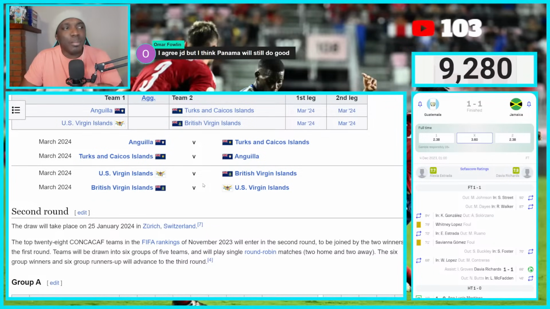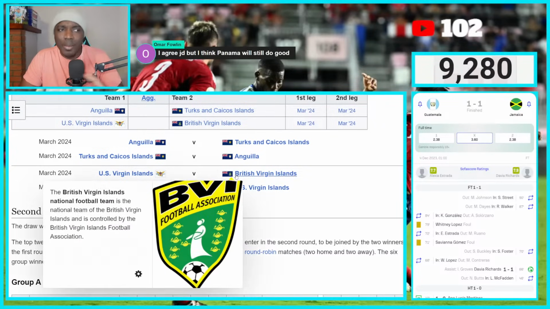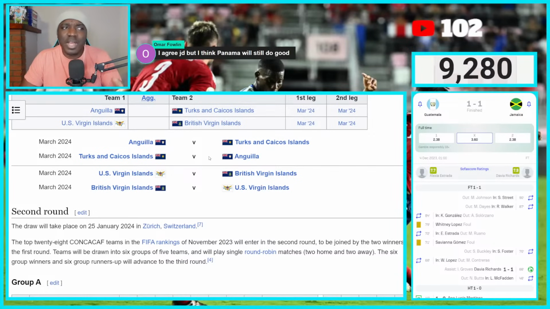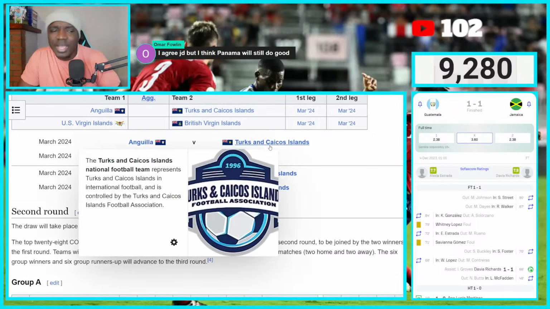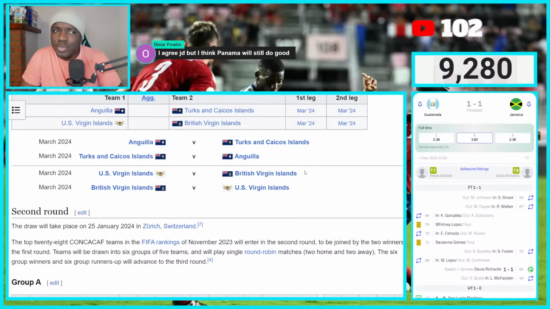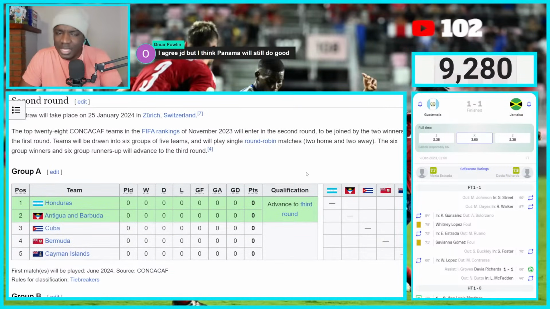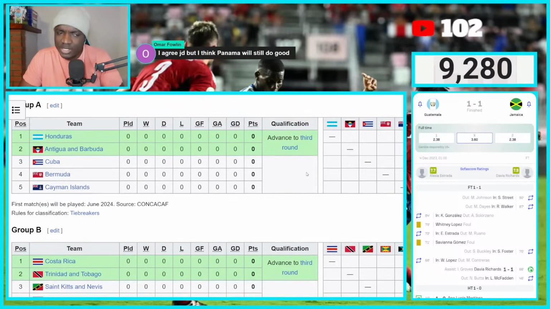I do believe that both of them are not where the other teams are. So I don't think it really matters which of these teams comes through from playoff two. In playoff one, you have Anguilla and Turks and Caicos Islands. For both of the playoffs, I don't think they are going to be a big factor in the decision making as to where people finish.